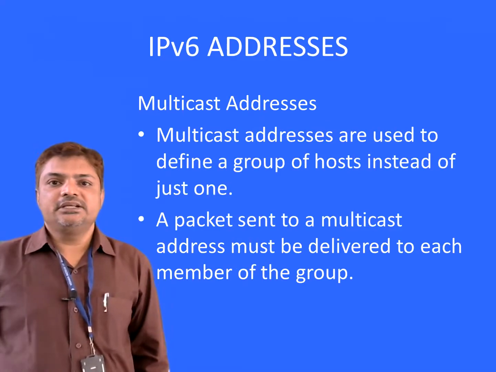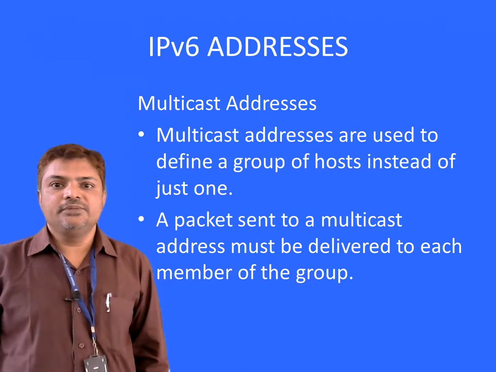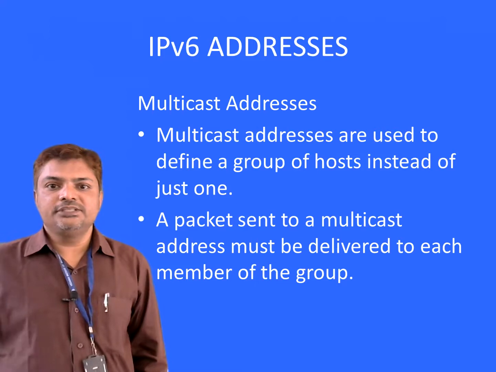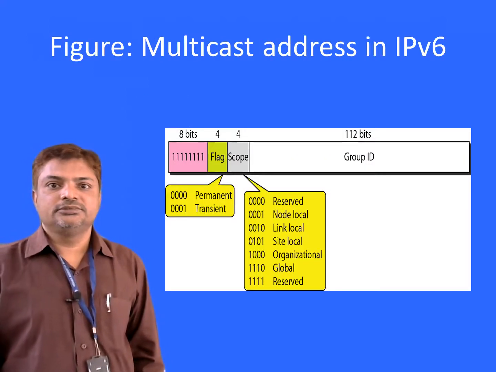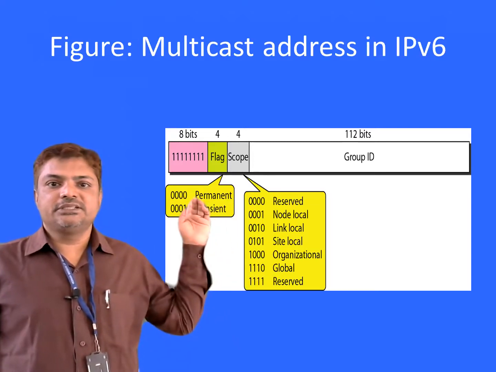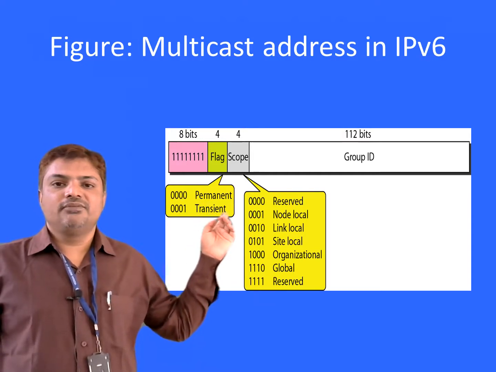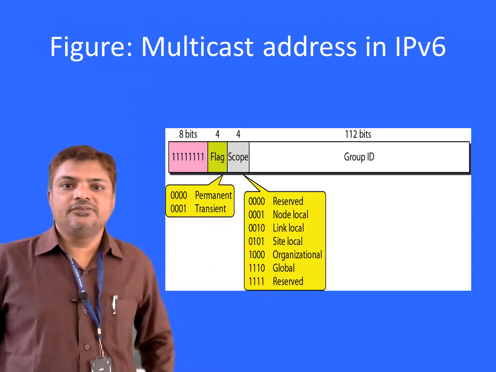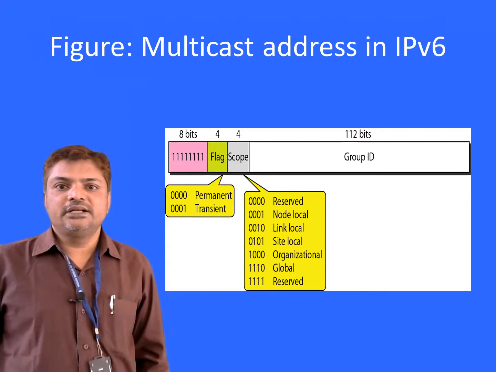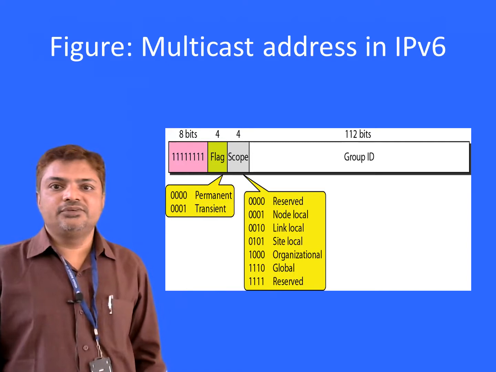Multicast addresses. Multicast addresses are used to define a group of hosts instead of just one. A packet sent to a multicast address must be delivered to each member of the group. So this is the multicast address in IP version 6. The first 8 bits are ones. We have the flag, which is either 0000 or 0001. 0000 means it is permanent. 0001 means it is transient. Scope, we have different scopes like reserved, node local, link local, site local, organizational, global, reserved. And then we have the group ID, which is 112 bits.